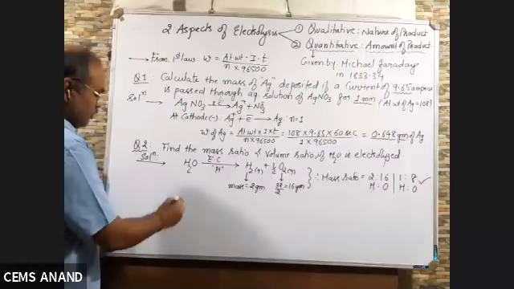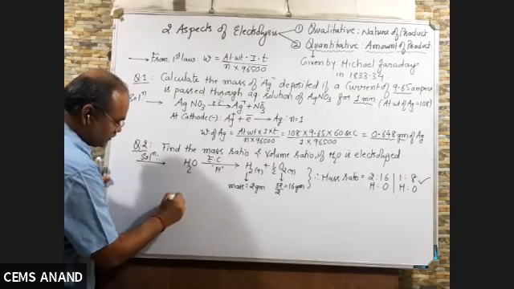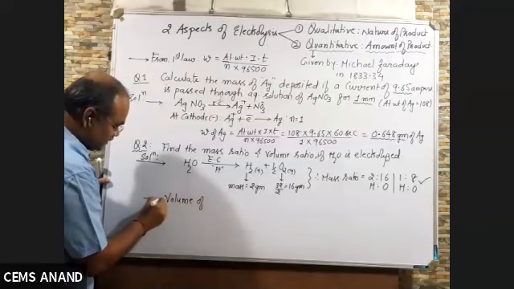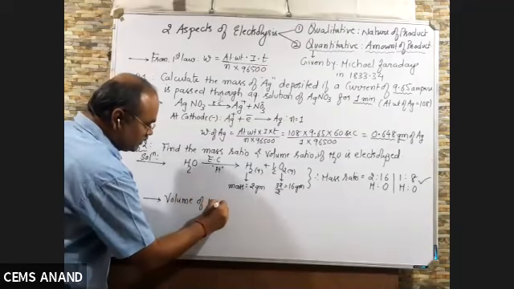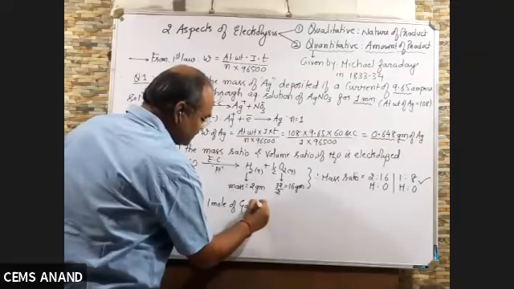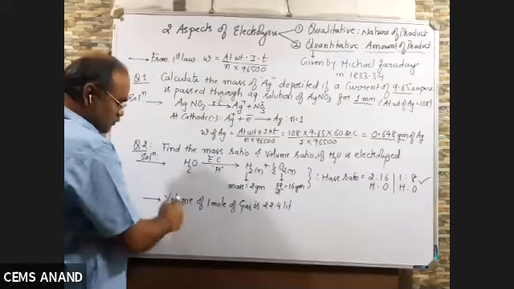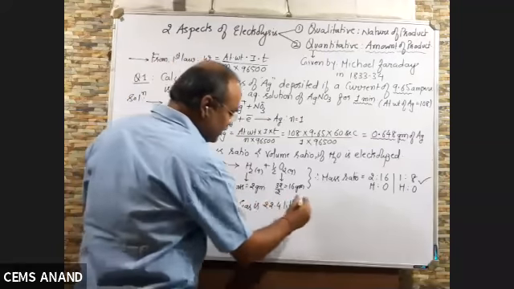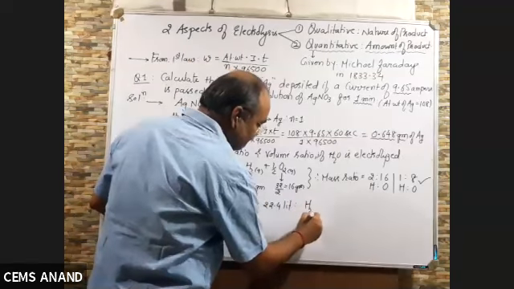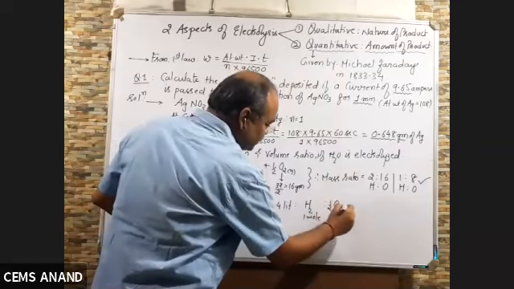Right? Now the volume ratio. For the volume ratio, you have studied in 11th that the volume of 1 mole of gas is 22.4 liter. So the volume of 1 mole of gas is 22.4 liter. H2 is 1 mole, is to O2 is half mole.